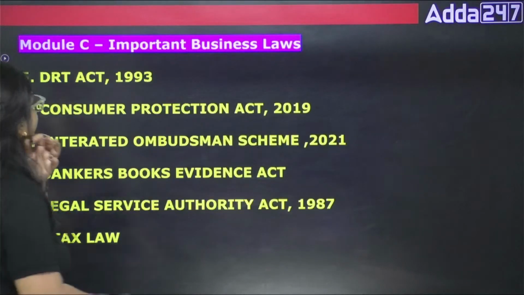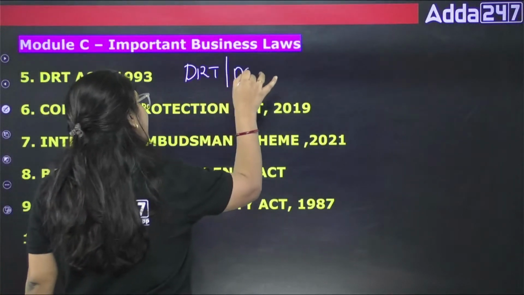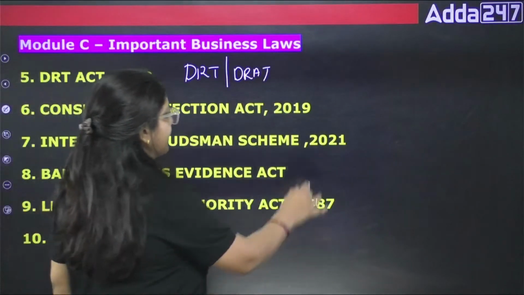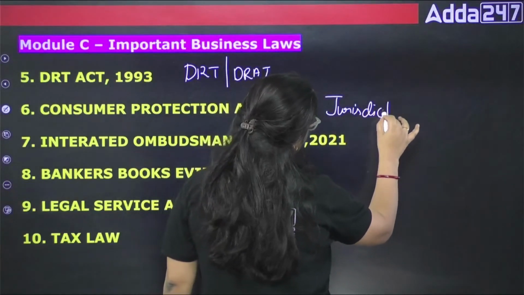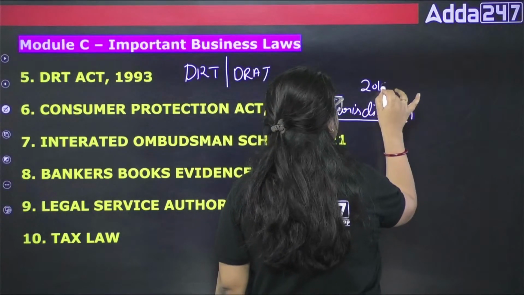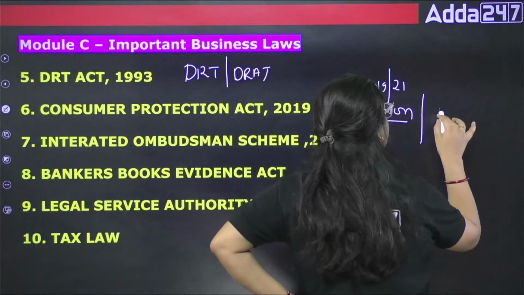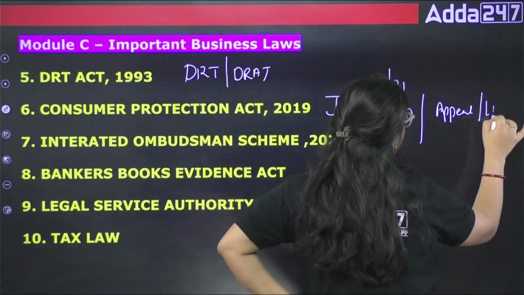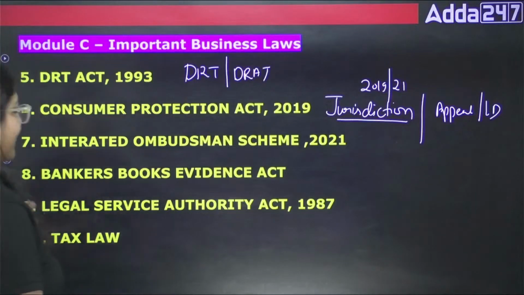So these are the important topics of MSME. Then we have DRT. You have to know the basic difference between DRT and DRAT. In Consumer Protection Act, you have to study about the jurisdiction. Please, guys, note it down because these are the important topics. Jurisdiction of 2019 and 2021. Then after jurisdiction, you have to understand the appeal and the limitation days.